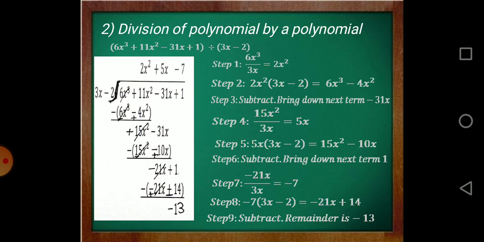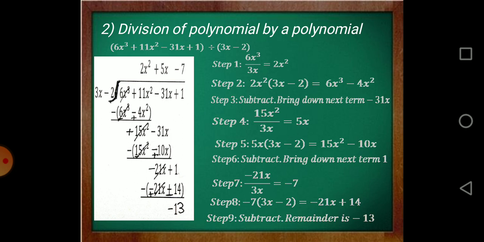Now let us see an example of division of a polynomial by a polynomial, where 6x cube plus 11x square minus 31x plus 1 is the dividend, 3x minus 2 is the divisor. One more important thing, children, in our 9th class, while performing division, divisors will be taken as linear polynomials only, because later we have some other topic which is related to this.